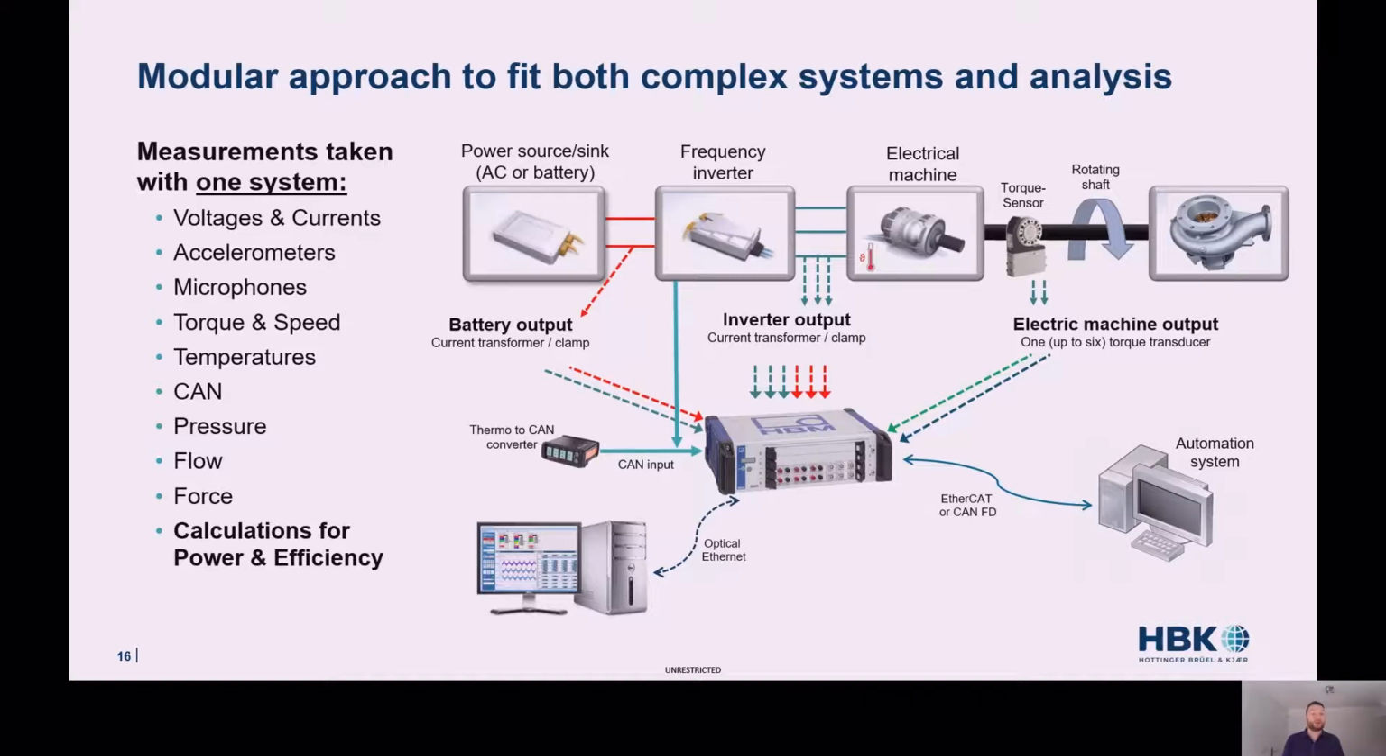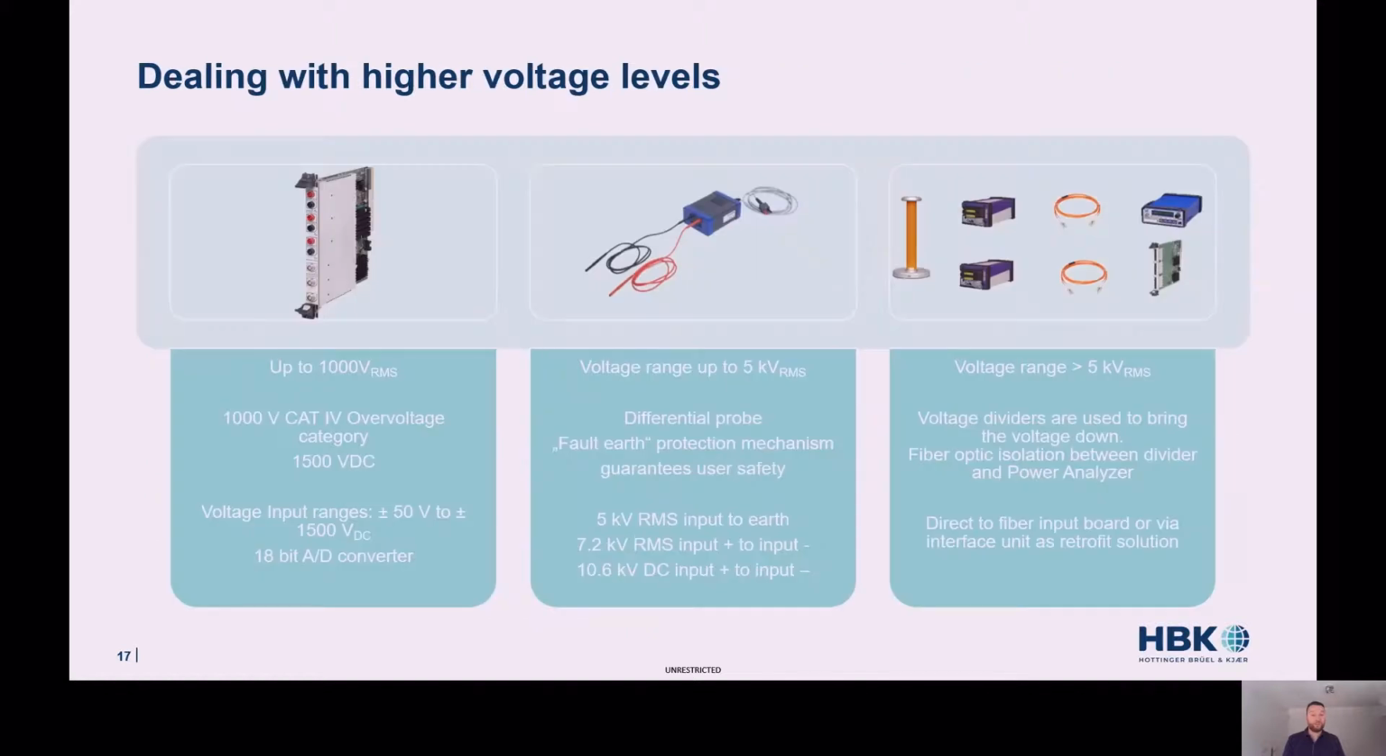So how do we deal with the challenge of the higher voltage levels? Well, we have different levels of voltage inputs available, either directly into the power analyzer boards for 1 kilovolt RMS or 1500 volts DC, with a differential probe up to 5 kilovolts, and for higher voltages we can use high voltage dividers combined with fiber optic isolated front ends. Either with a fiber directly into the power analyzer using a fiber input board, or with a separate conditioner as a retrofit solution. And do note all the methods ensure maximum safety within its specific voltage input range.